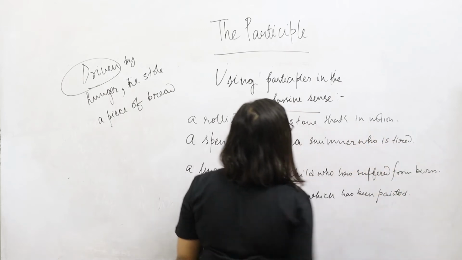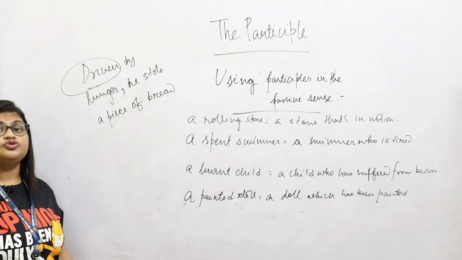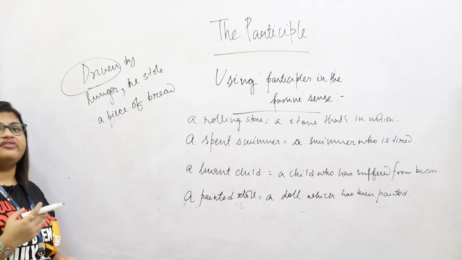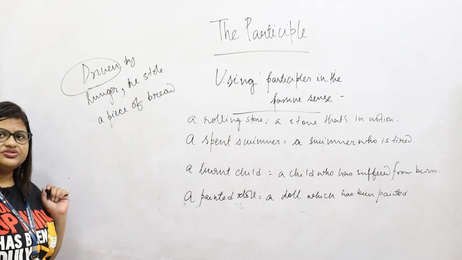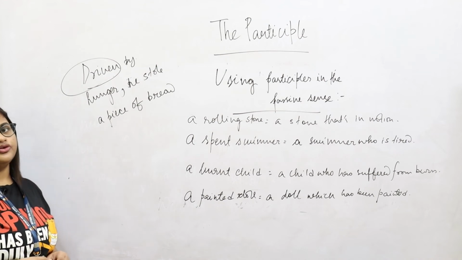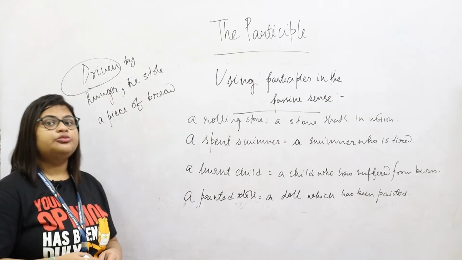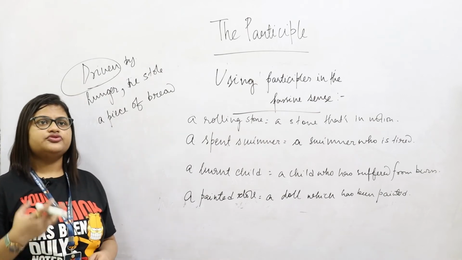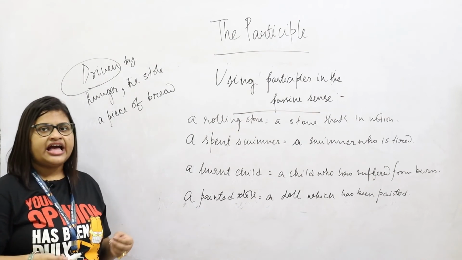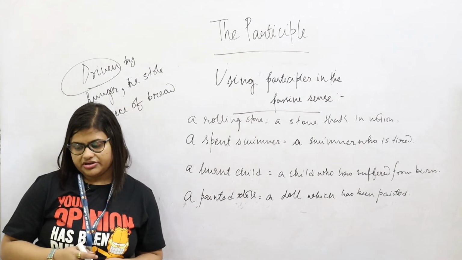So this is how we use them in the passive sense. We were talking to a spent swimmer. Instead of saying we were talking to a swimmer who is already tired, we can just say we were talking to a spent swimmer. Rolling stone, we already talked with an example, like a rolling stone gathers no moss. Then talking about a burnt child: the burnt child was frightened even to speak. Then we can say a painted doll: the child was really happy with the painted doll which she was gifted on her birthday.